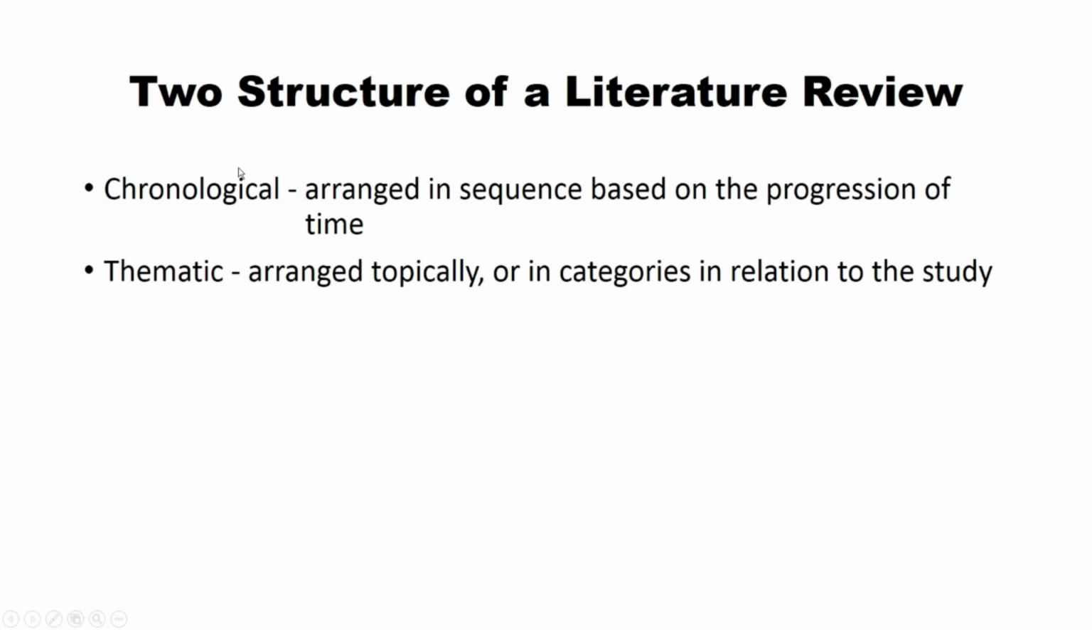What do you mean by chronological? Ibig sabihin kapag sinabing chronological, it is arranged in sequence based on the progression of time. Ibig sabihin yung pagkakabuo ng literature review natin is not written topically, but more specifically, it is arranged based sa time. Okay? So, this is pretty much easier than the thematic literature review, since thematic literature review is arranged topically or in categories in relation to the study. So, this is what we are going to be discussing for today as our focus of discussion.